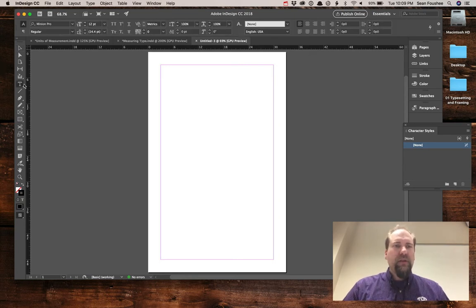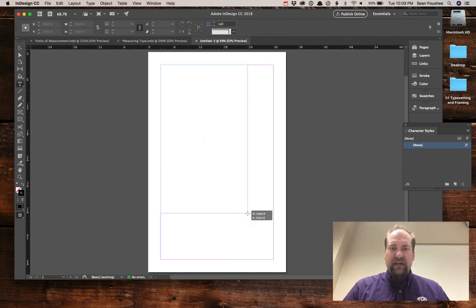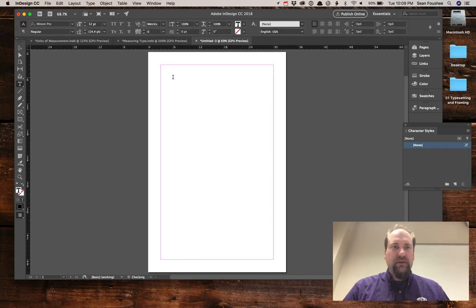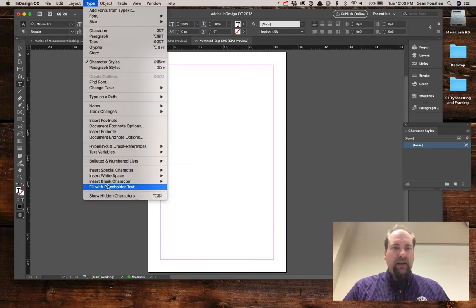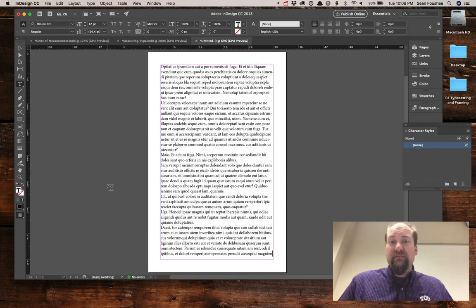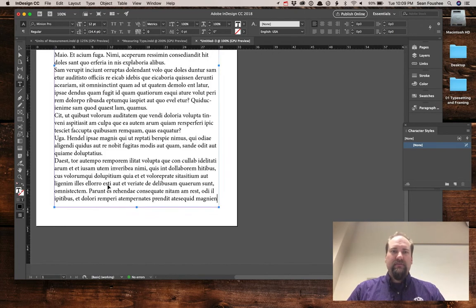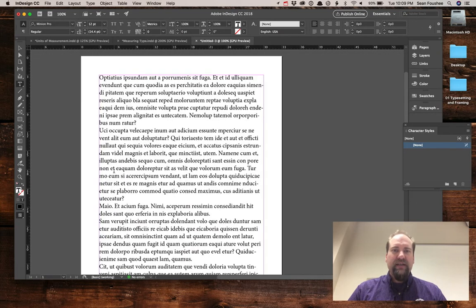Well, I'm going to start off here by creating some text. It's going to go here in this box. So I'm going to go up to my type menu, and I'm going to fill this thing with a bunch of lorem ipsum or placeholder text. So in this case, I've got several different paragraphs of text that's all kind of laid out just as it is.